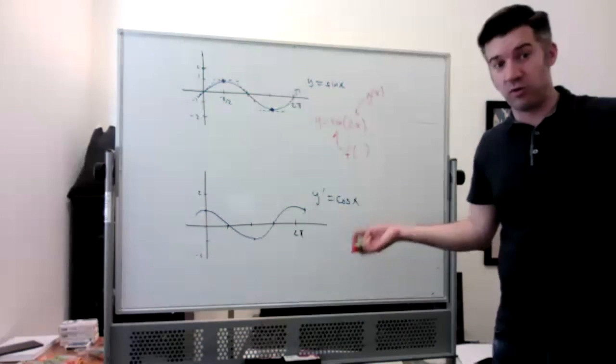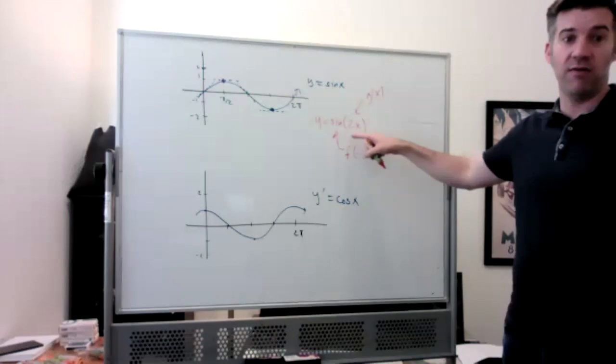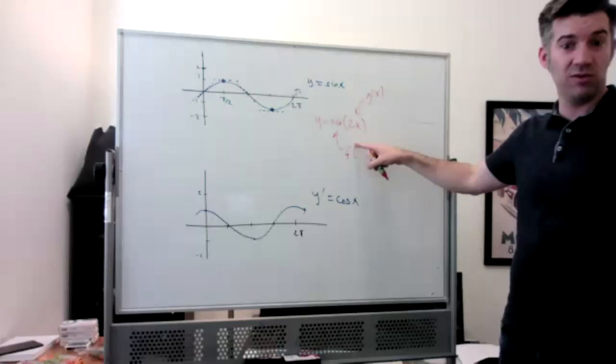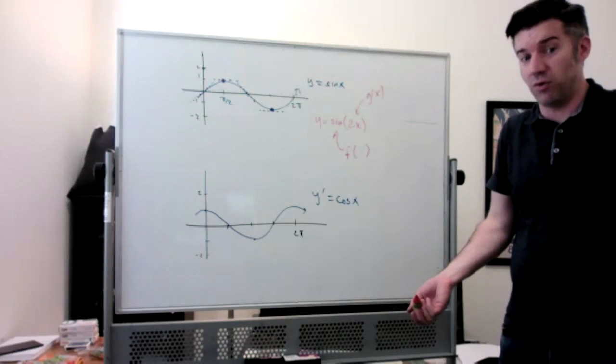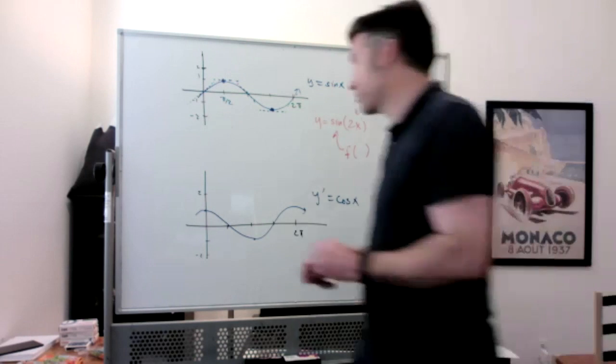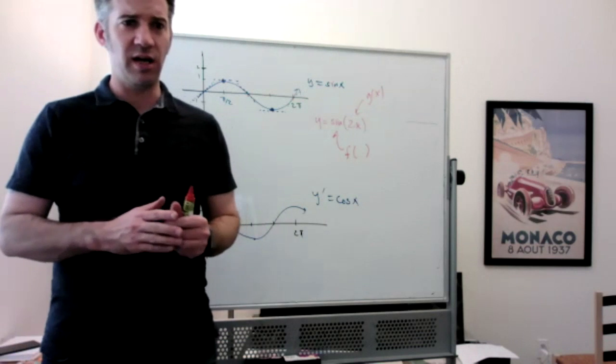And I would expect the derivative to be cosine of my stuff. The derivative of sine is cosine of stuff times the derivative of stuff, which is 2. So I would think the derivative is going to be cosine of 2x times 2 if the chain rule is true. Let's graph it. So sine of 2x, what does that 2 do to the period?